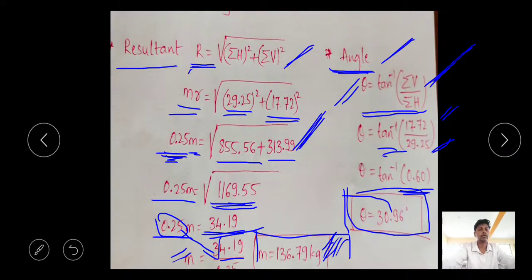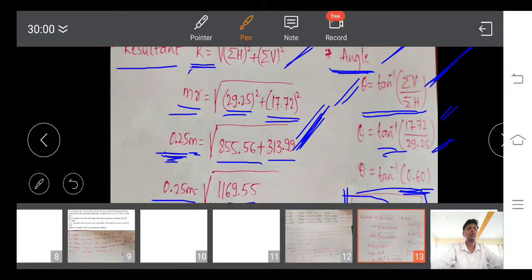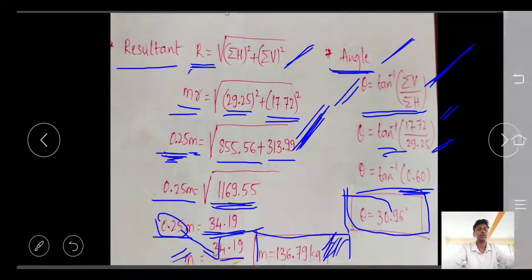So in the next part of our video, we'll take one more similar problem on successive angles, and then we'll solve another one or two problems on this. Okay, so thank you.